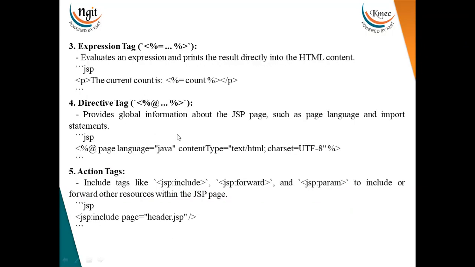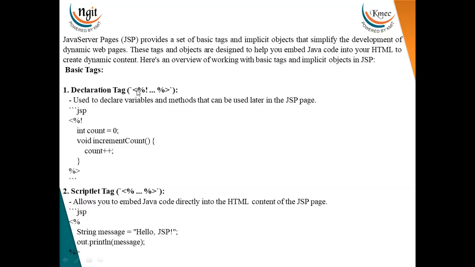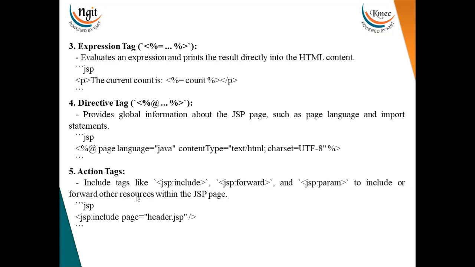Next is the expression tag. If you see the symbols, the angle brackets, the percent sign, and when there is an exclamation mark, it is a declaration. Normally, without any other symbols, it is a scriptlet tag. The expression tag uses the equals to symbol, evaluates an expression, and prints the result directly into the HTML content. So here, the current count is evaluated and printed.